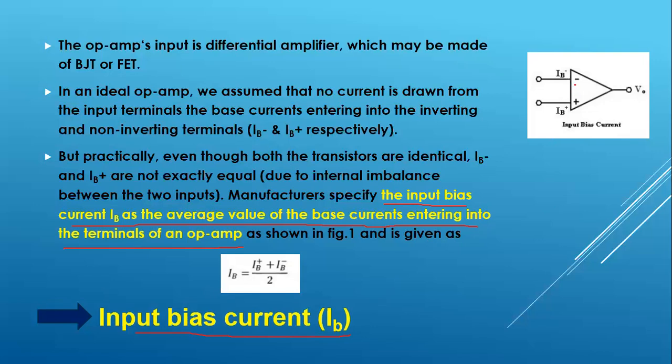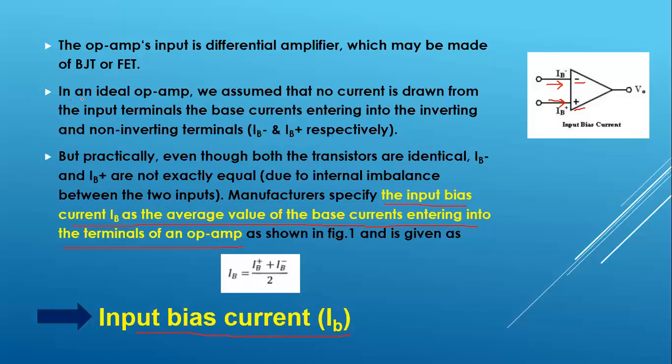Here we have two input terminals, the inverting input and the non-inverting input. The current entering the inverting terminal of the op-amp is denoted as IB minus, and the current entering the non-inverting terminal of the op-amp is denoted as IB plus. If we consider the average value of these two currents, we get the input bias current. What this input bias current is and how we have to reduce it, we will discuss now.